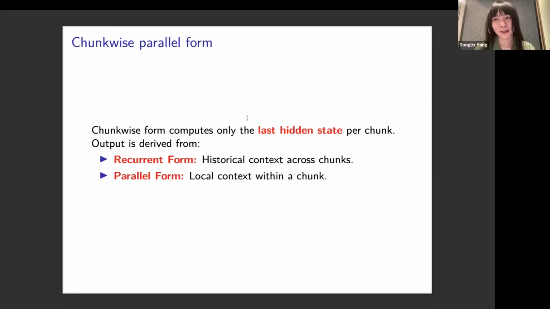For the historical context, since we already have access to the previous trunk's last hidden state, which encodes the entire historical information, we can switch to the recurrent form to compute the output contributed from the previous context. And for the local context within the trunk, since we don't have the hidden state, we need to resort to the parallel form to directly compute the output based on the query, key and value within this trunk. This is a high-level idea of the trunkwise form.